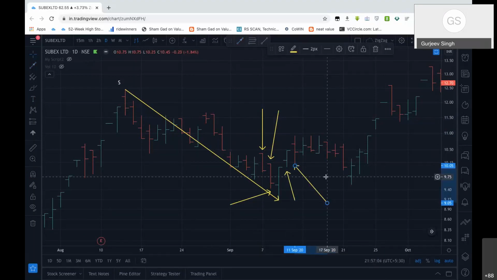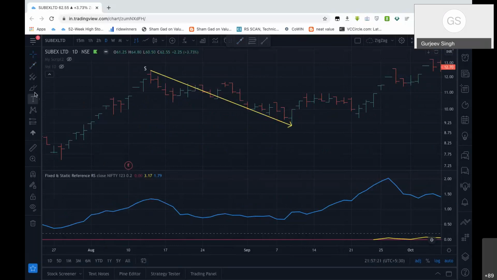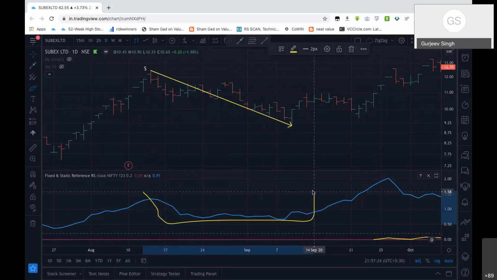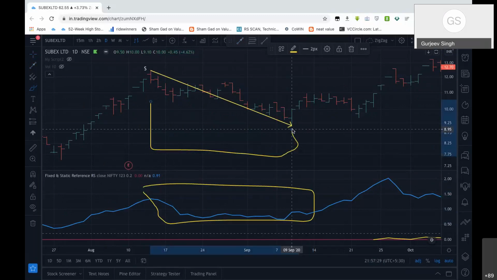1, 2, 3, 4, and 5. Yes, we are getting five bars over here. So the trend which started from 13th of August was continuously down till 9th of September. And during this time, RS was positive. So here we are losing time value, and we may buy on any breakout or any point. We are just losing time. It is not that the stock might not go up or down, but we are losing time. Let's proceed.